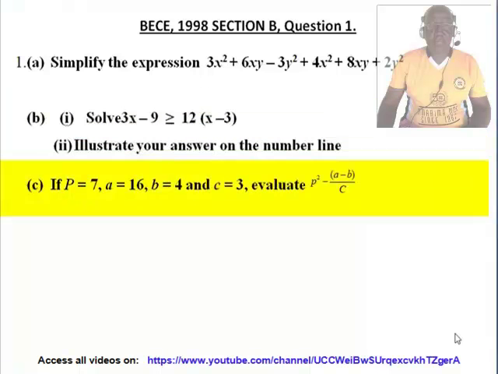1c. If p = 7, a = 16, b = 4, and c = 3, evaluate p² − (a − b) ÷ c.